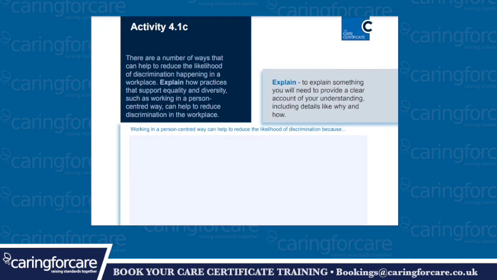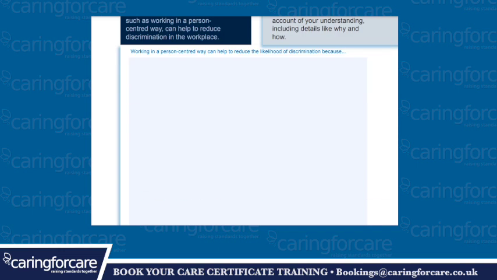Activity 4.1c. There are a number of ways that can help reduce the likelihood of discrimination happening within the workplace. Explain how practices that support equality and diversity, such as working in a person-centered way, can help to reduce discrimination in the workplace. Explain. To explain something, you will need to provide a clear account of your understanding, including details like why and how. Working in a person-centered way can help reduce the likelihood of discrimination.